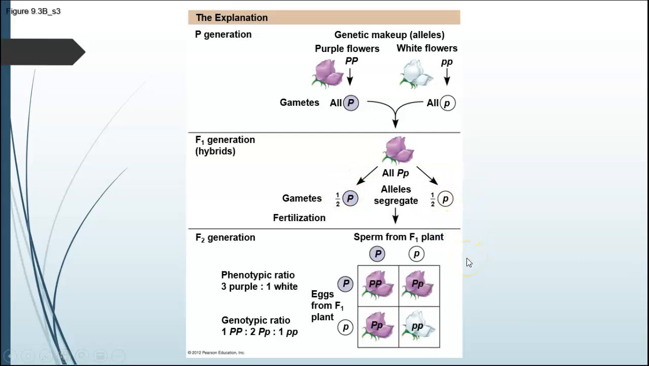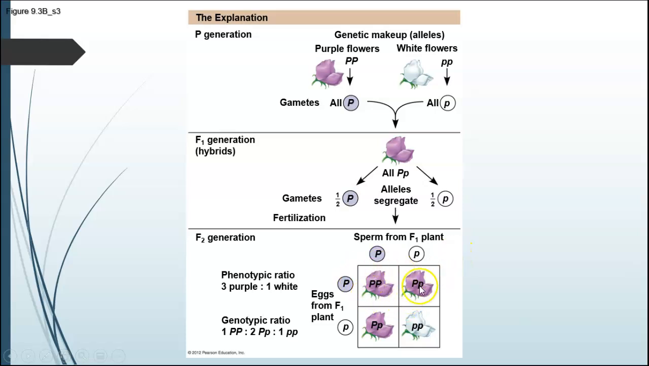And so you can put those in a Punnett square that we use nowadays to show this, to show what happens with the F2 generation. The letters that we place on the outside of the Punnett square here are representing the possible gametes that the parent could produce.